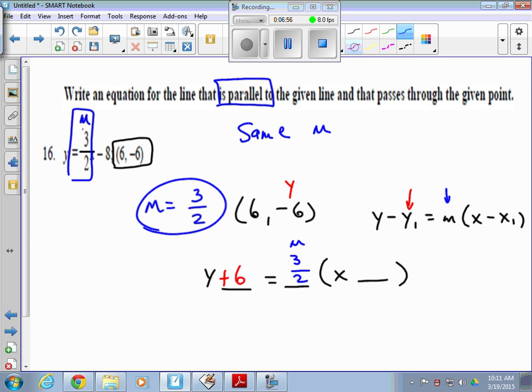And then your x value is this one, but again, since it says minus x sub 1, we're going to put in the opposite of that, negative 6. And here is your equation in point slope form. y plus 6 equals 3 halves times x minus 6.